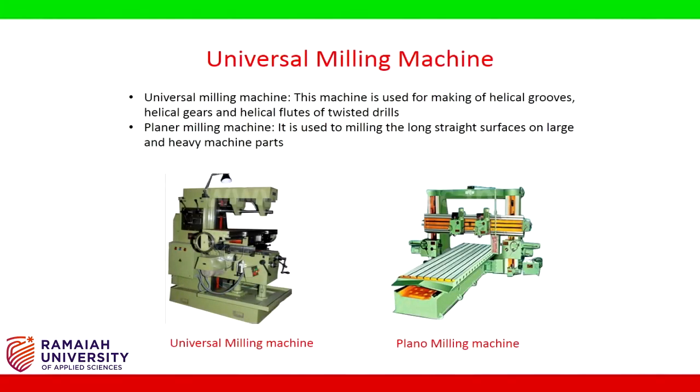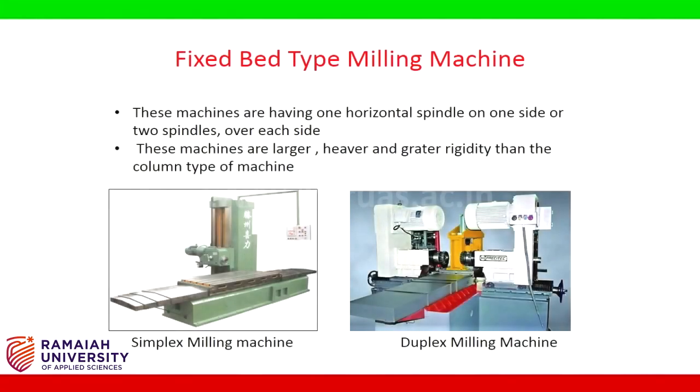Universal and planar milling machine. Universal milling machine is used for making helical grooves, helical gears and helical flutes of twisted drills. Planar milling machine is used for milling strong straight surfaces on large and heavy machine parts. Fixed bed type milling machine. These machines have one horizontal spindle on one side, or two spindles, one on each side, and are called simplex or duplex machines. These machines are larger, heavier, and have greater rigidity than the column type of machine.